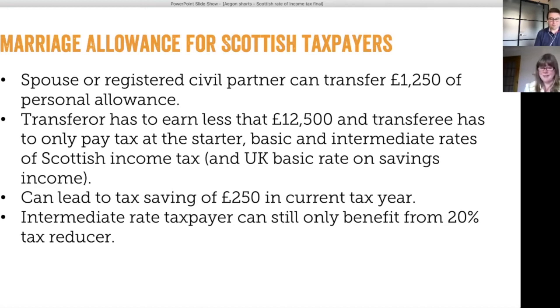Okay, let's move on. But it is worth bearing in mind, there's just one final niggly little point that I should highlight. If the recipient of that transfer of personal allowance, so the taxpayer that receives the benefit of that transfer, is an intermediate rate taxpayer, so if they pay tax at 21%, they can only benefit from a 20% tax reducer. So they won't benefit from 21%.